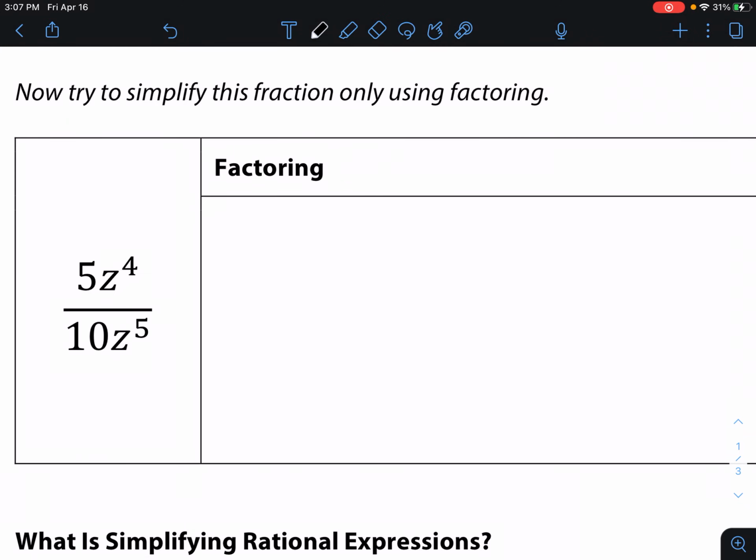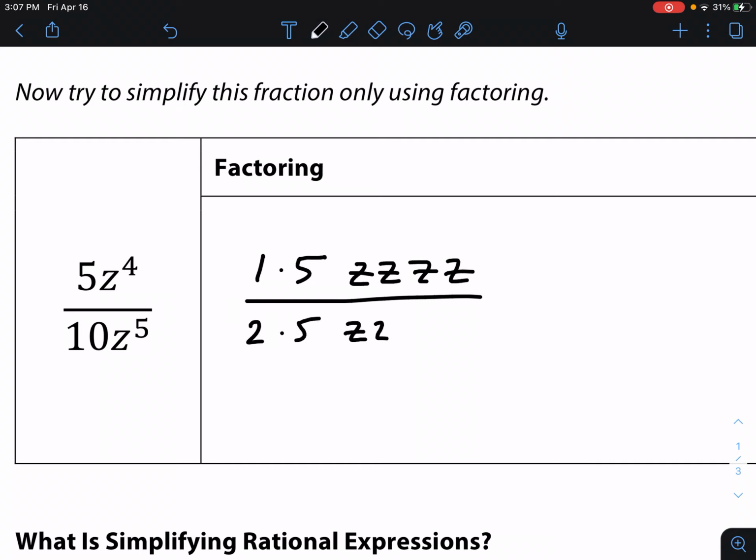So what I'm going to do is rewrite the top as 1 times 5, and then I'm just going to go ahead and write out all the z's. I know it's kind of annoying, but hey, we need to do it sometimes. And then I'm going to write the 10 as 2 times 5, and then I'm going to write 5 z's.